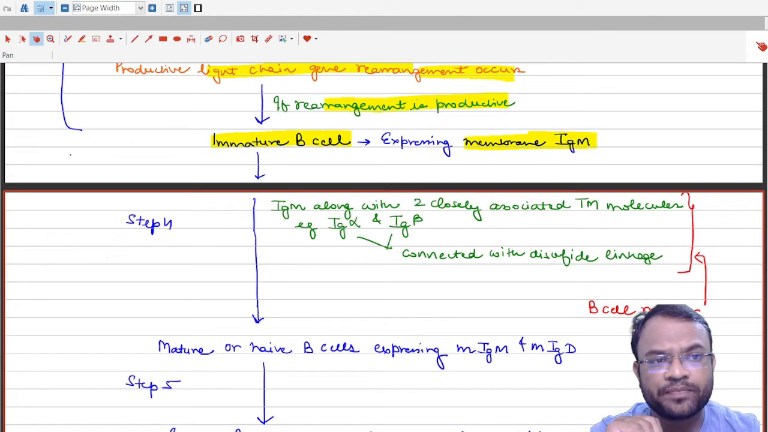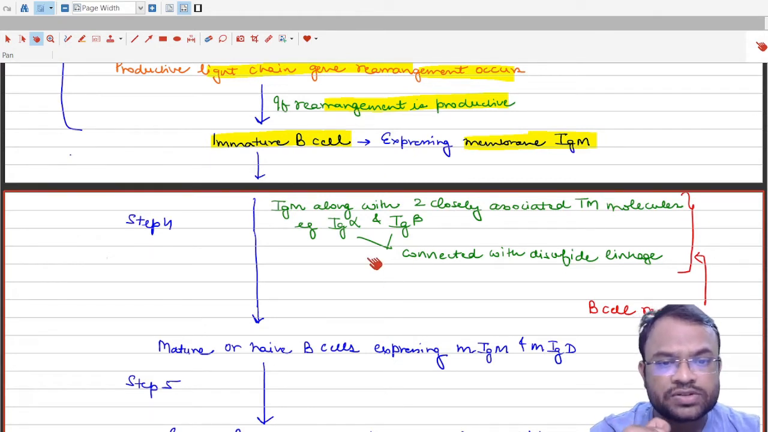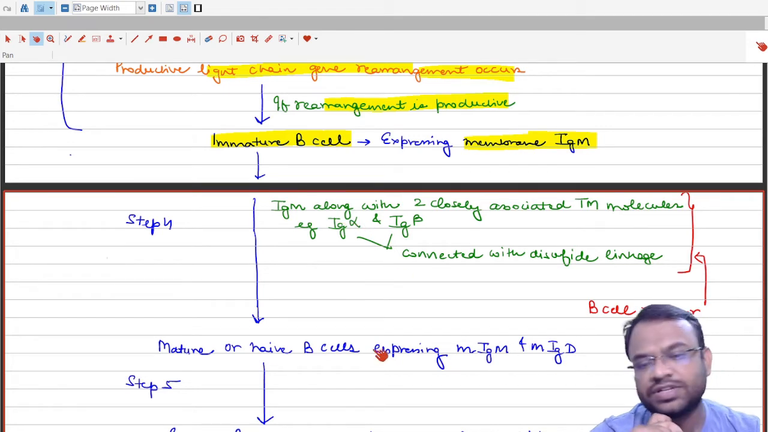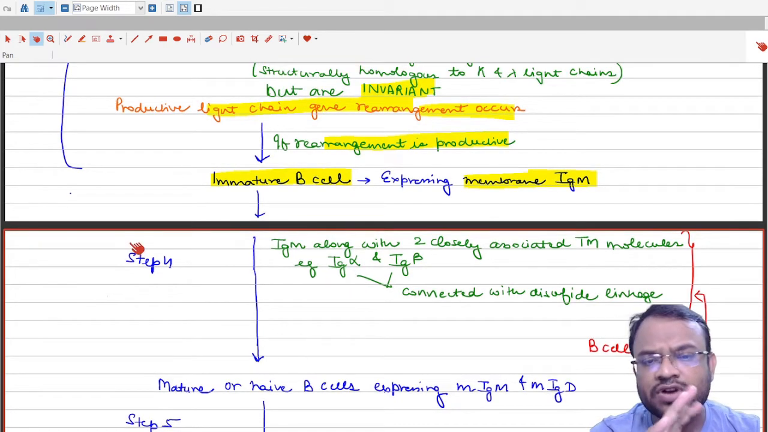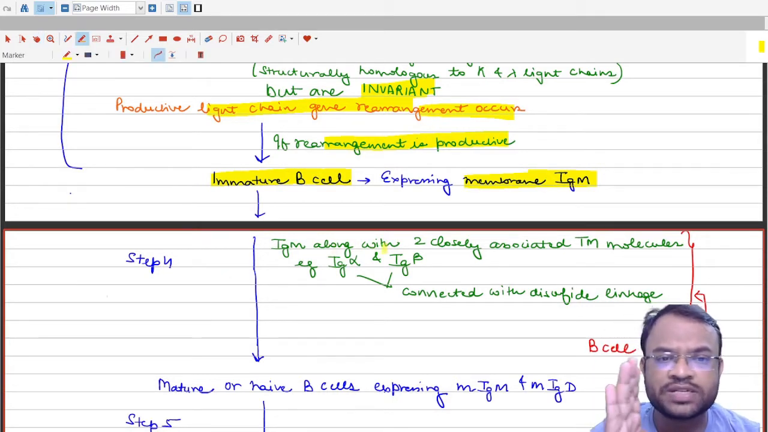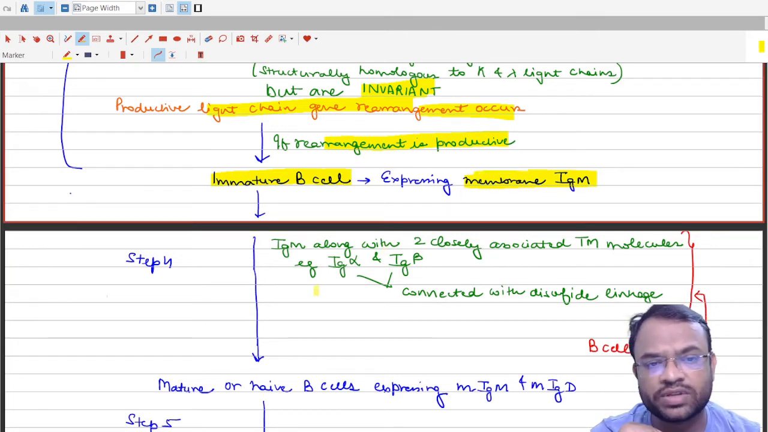Expressing the membrane IgM. It is having this membrane IgM and membrane IgD. But let us talk about how this step number 4 is occurring. So IgM is present. I told you IgM was present in the immature B cells. I wrote down over here only.